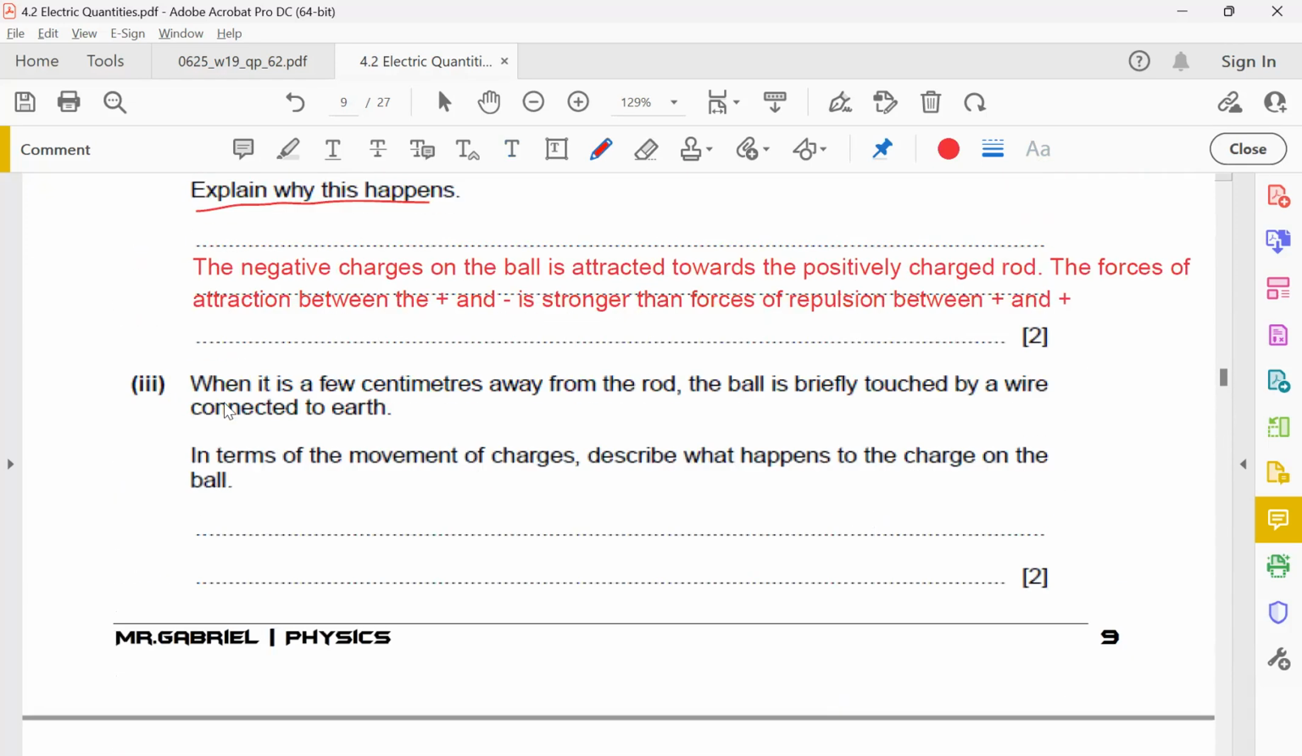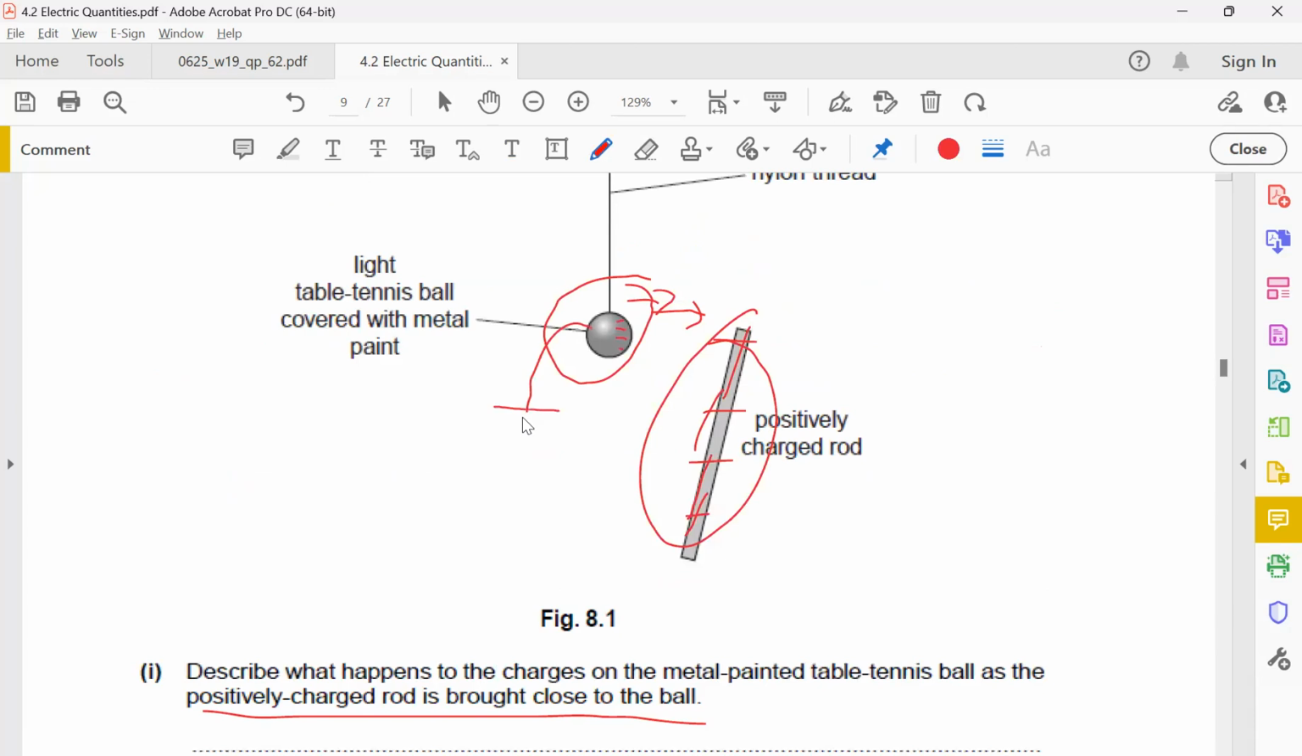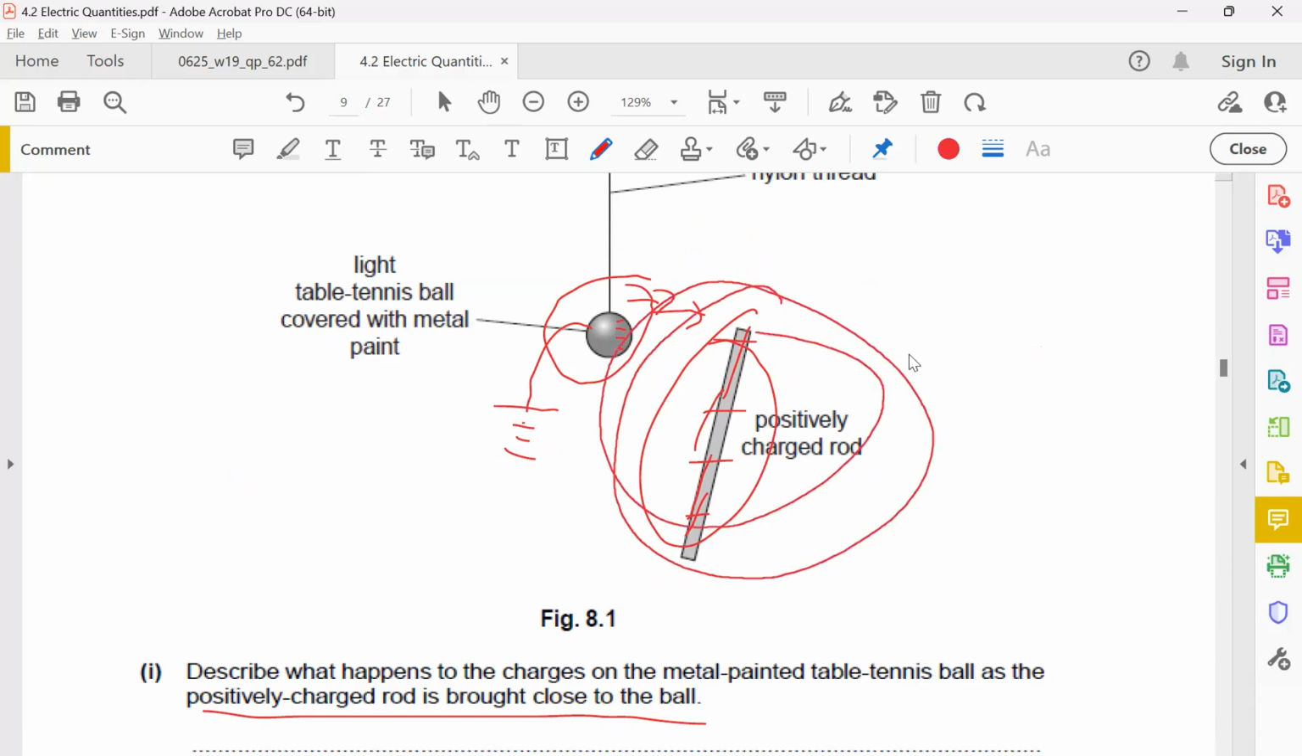Okay, then finally, when it is a few centimeters away from the rod, the ball is briefly touched by an earth wire. In terms of movement of charges, describe what happens to the charges of the ball. Very straightforward thing also. So if there's an earth wire here, then obviously the negative charges will be attracted upwards, because this is a positive rod. Right, so the negative charges will move upwards, because it's being attracted from the earth wire to the ball.